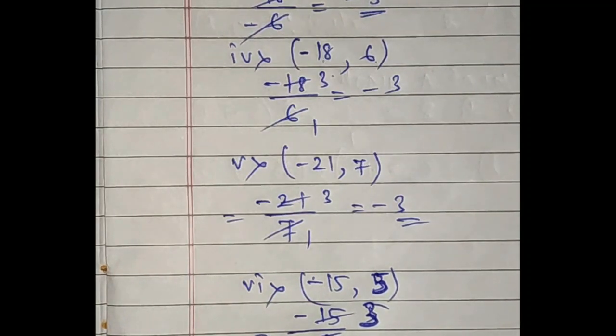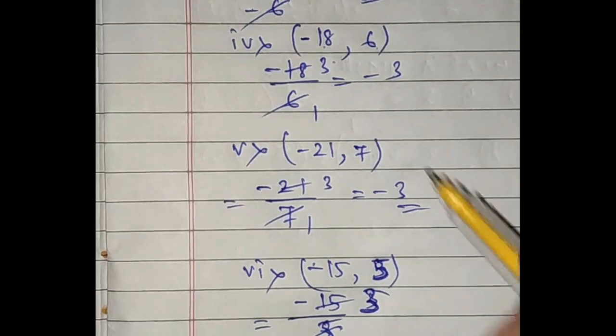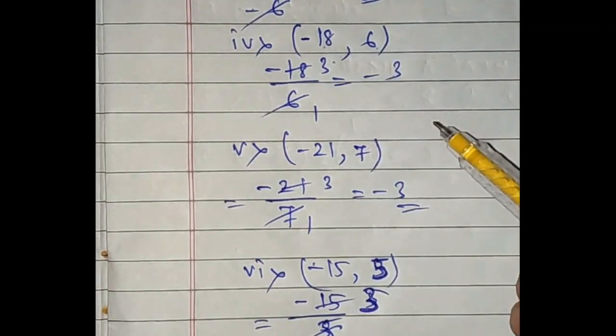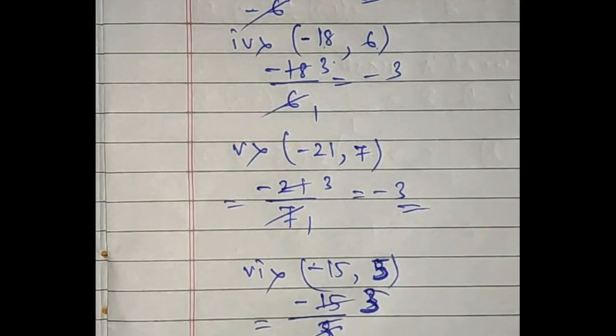You can try yourself to find how many other numbers there are, apart from the ones I have tried. You can show me, you can comment down there. You can show me the numbers in which you can get -3. Do that, try it.